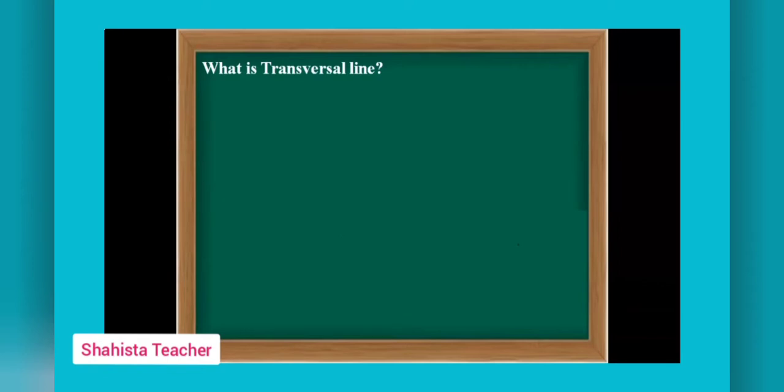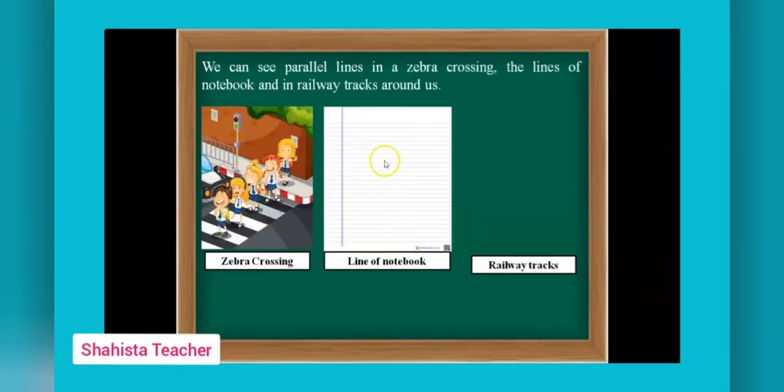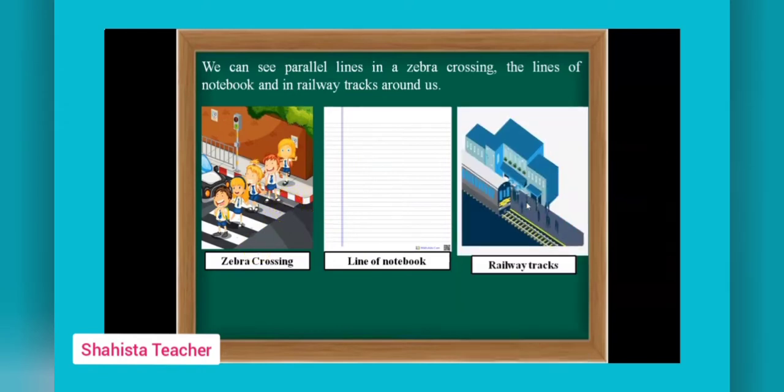So this is the example of parallel lines. See, all the lines are parallel here: the lines of the notebook, the zebra crossing, and the railway track. All are parallel lines.